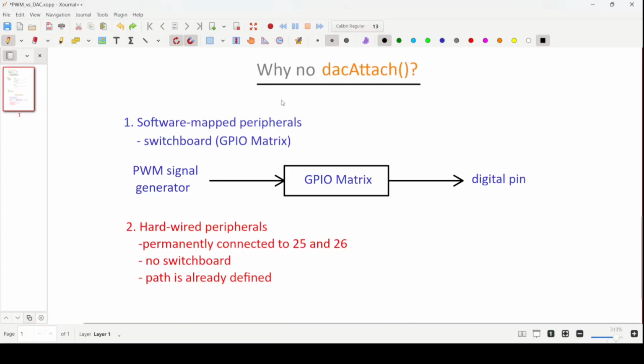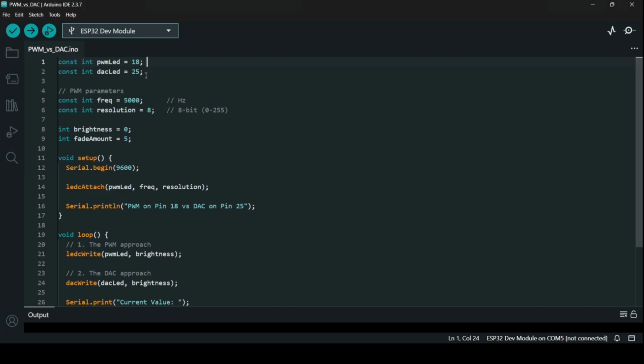Before that, you need to understand software mapped peripherals and hardwired peripherals. If we talk about software mapped peripherals, it is related to the PWM signal. Inside the ESP chip, there is a switchboard called the GPIO matrix. This GPIO matrix allows us to take the PWM signal generator, which generates a PWM signal, and connect it to a digital pin, which is pin number 18 in our case, right? And this ledcAttach function tells the GPIO matrix to take the PWM signal generator and connect it to pin number 18.